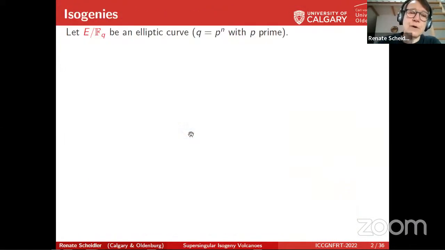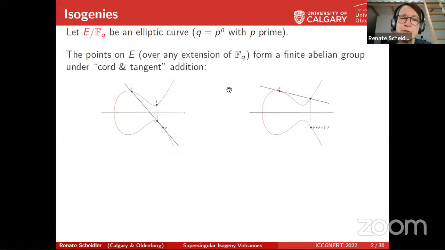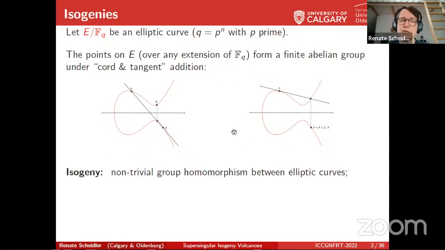Okay. So the territory we're working in is elliptic curves. We have an elliptic curve over a finite field F_q of characteristic p. You should think of this as large. It's well known that the points on an elliptic curve over any extension field form a finite abelian group. We've seen these pictures probably many, many times. And an isogeny is simply a non-trivial group homomorphism. So it's a rational map that preserves the identity and thus becomes a group homomorphism.